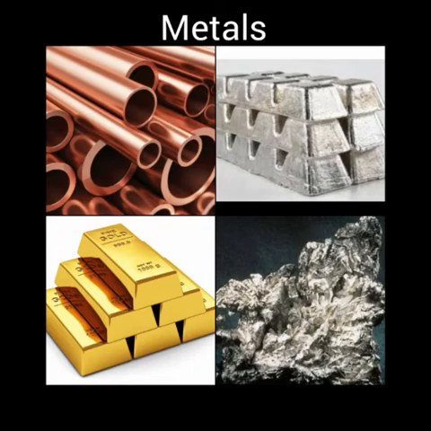Let's study about metals. Copper, tin, and aluminium are some useful metals. Gold and silver are called precious metals. Steel is made from iron. Brass and bronze are made by mixing together copper and other metals. Mixtures of metals are called alloys.